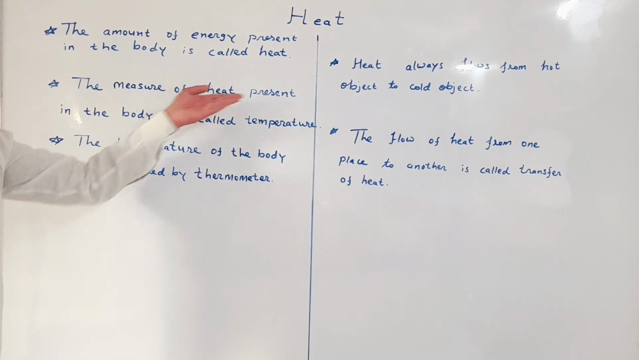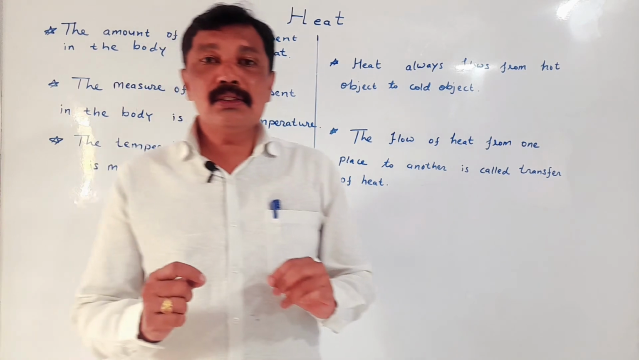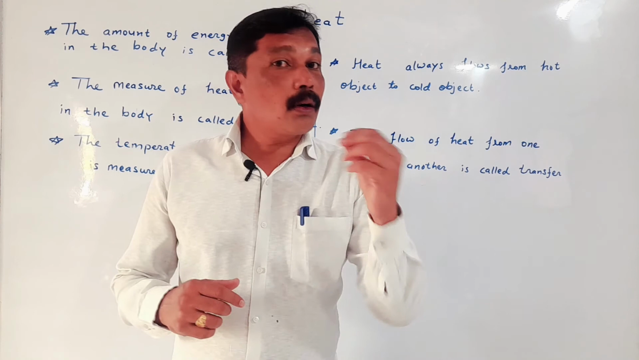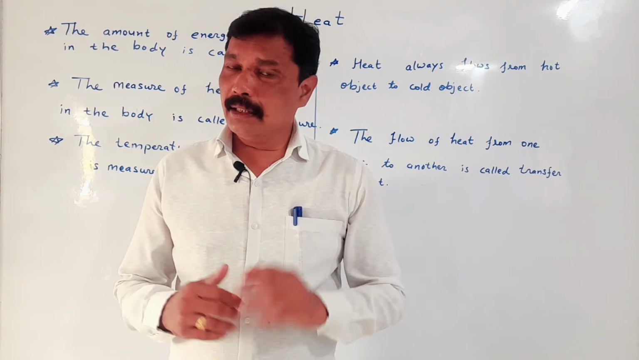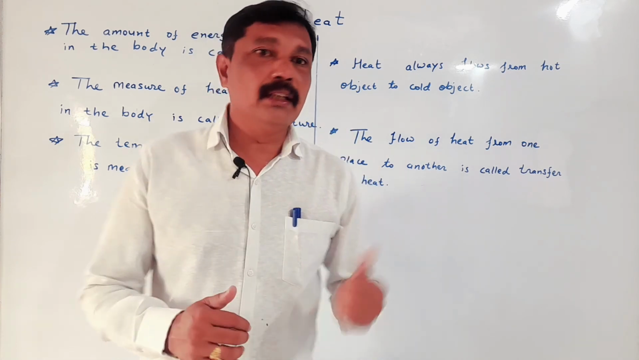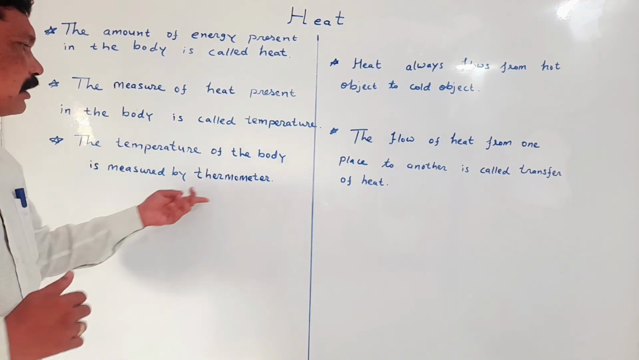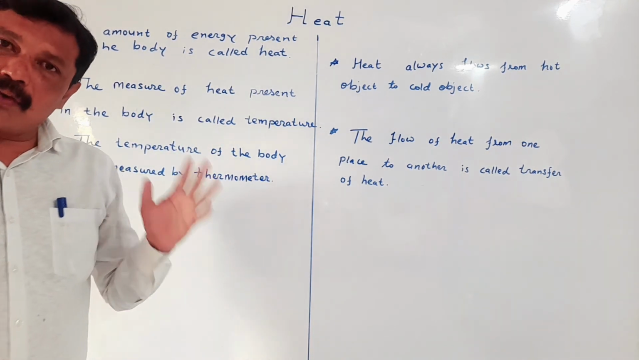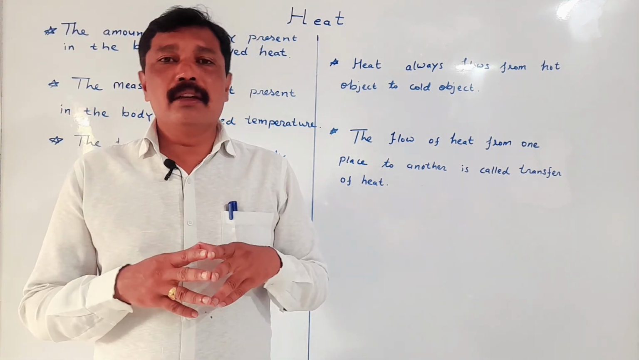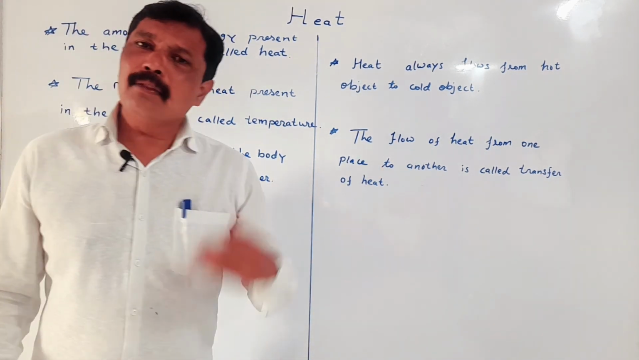The measure of heat present in the body is called temperature. My dear student, the amount of heat present in the body, the quantitative measure of heat present in the body, the intensity of heat present in the body is called temperature. The temperature of the body is measured by a thermometer. We all know, my dear student, if you want to measure the temperature of a body, we use a thermometer. Now heat can flow.